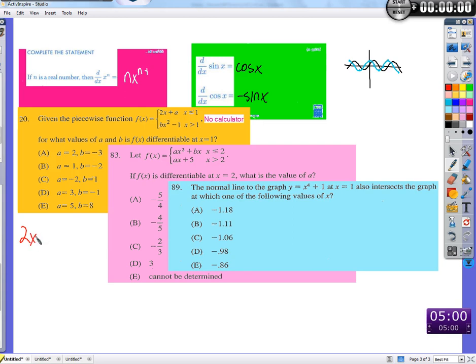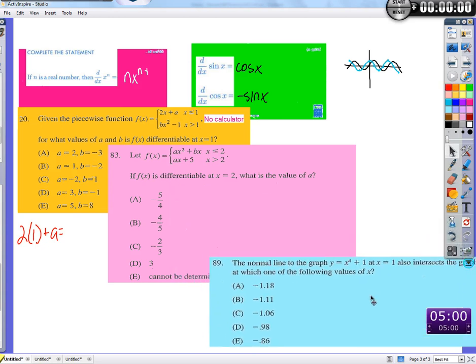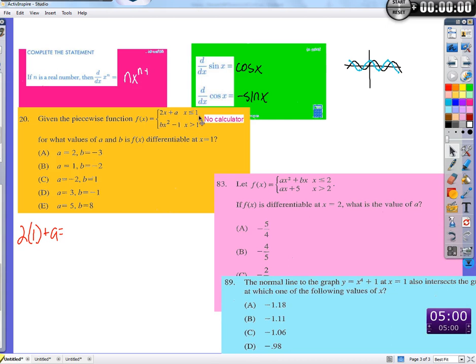So whatever 2x plus a is at 1, bx squared minus 1 has to be that same thing at 1. So 2 times 1 plus a has to be equal to, because that's where we are, right? We're at x equals 1. At that place, that has to be equal to whatever this function is worth at 1. So we would plug 1 into that function, we get b times 1 squared minus 1. So 2 plus a has to be equal to b minus 1.